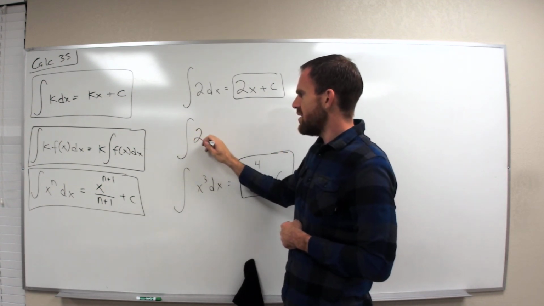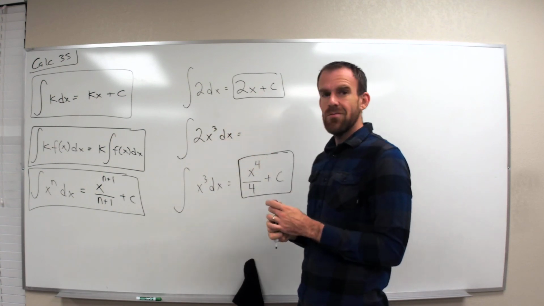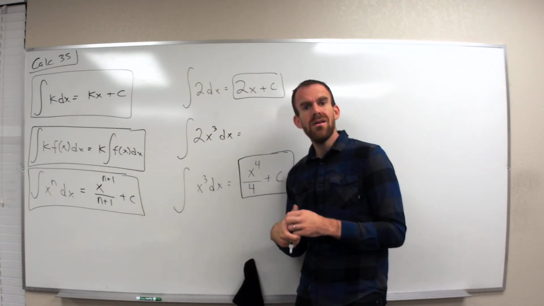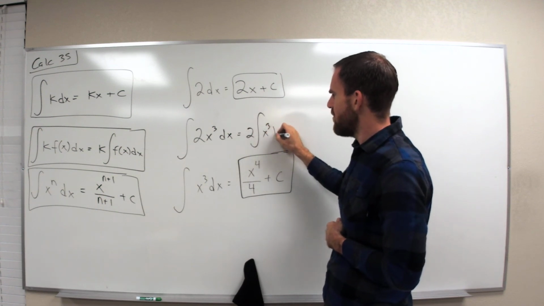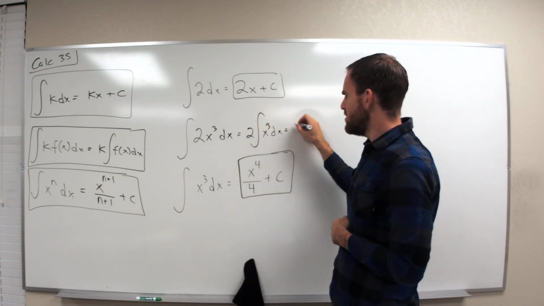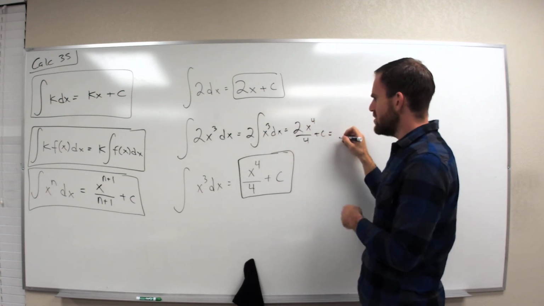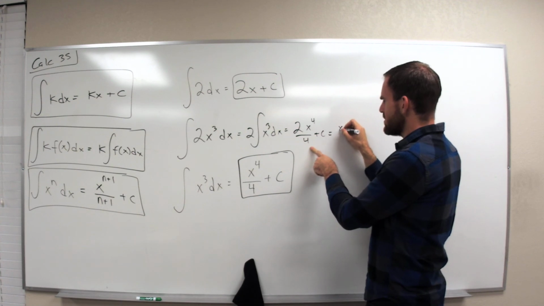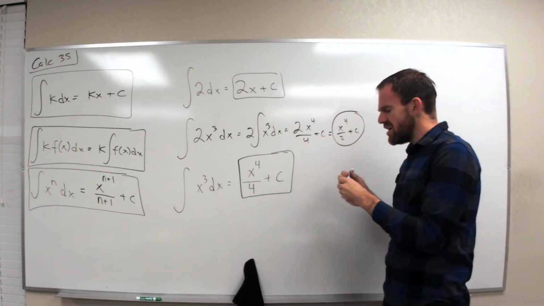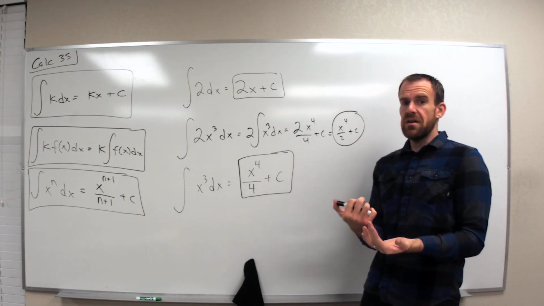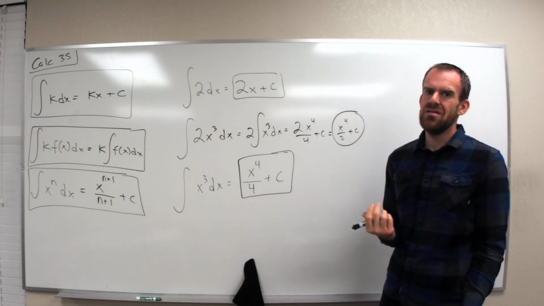Now let's try this one. What if I wanted the integral of 2x cubed? What would that be? Well, according to this rule here, it's the same as 2 times the integral of x cubed, which is 2x to the 4th over 4 plus c, which is x to the 4th over 2 plus c. I'm not too worried about changing the c because c could be anything. So if I multiply it plus c times 2, it's still any real number.